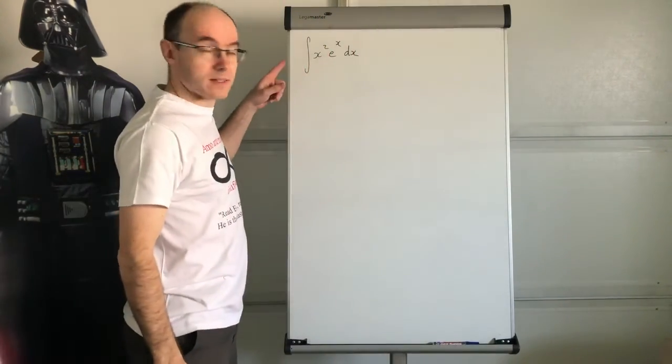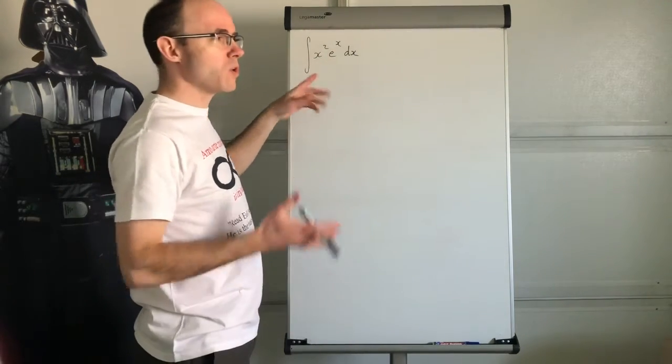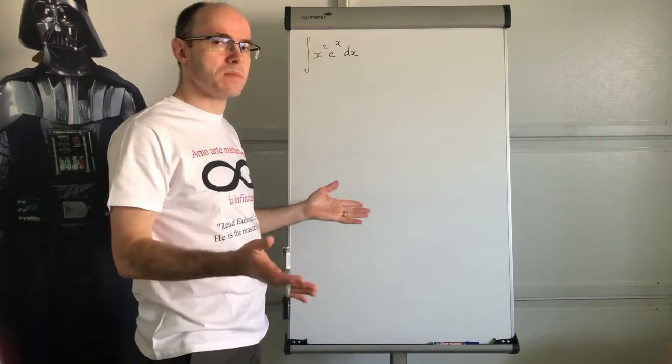Alright, this is example 18. Alright, so integral of x squared e to the x. Now before I go over it, I want to give you an idea of what sort of questions come up where you expect to use the by-parts formula.